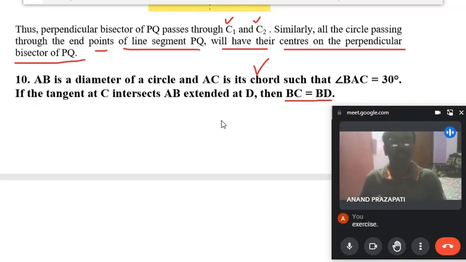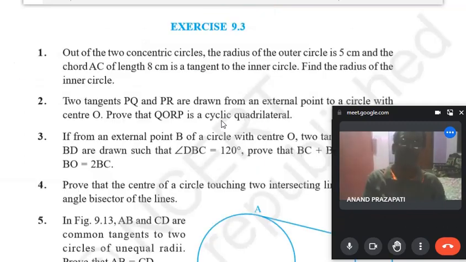Let's solve some more questions of exercise 9.3. Let's see the question. Let's start the solution of questions of exercise 9.3. 9.3 has also 10 questions.